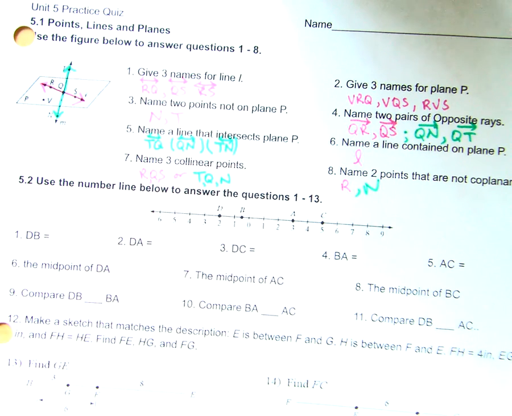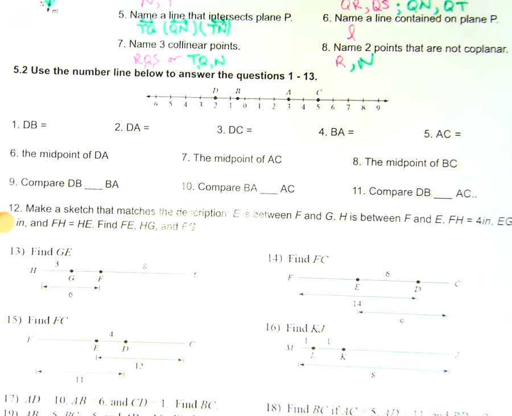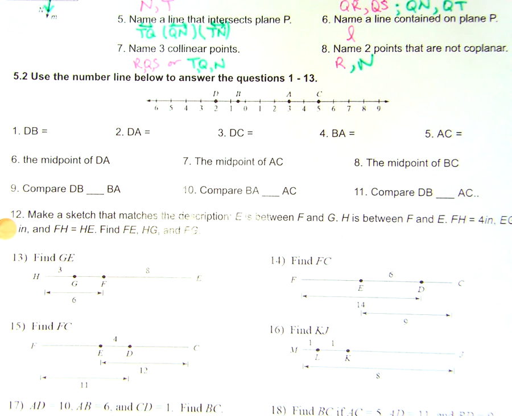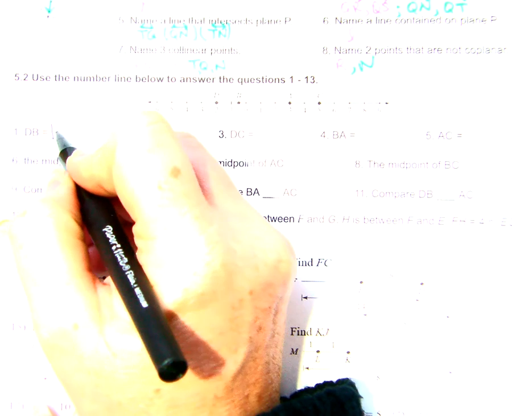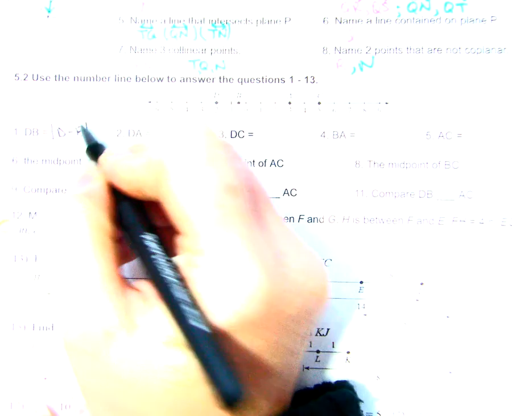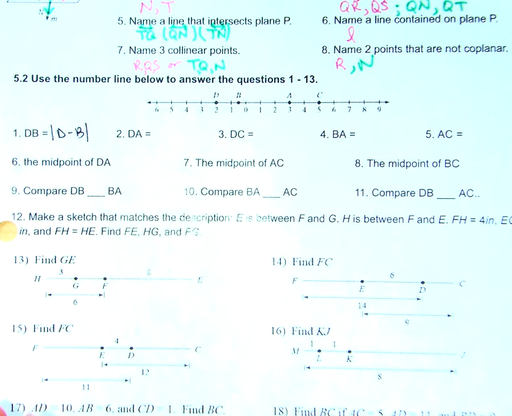All right, the next thing we're looking at is 5.2, which is what we spent the majority of our time in. So we're looking first at use a number line to answer the question. Remember, if I have DB, what I'm actually looking for is the distance from D to B, or the length of DB. And I can find that by taking the absolute value of D minus B.